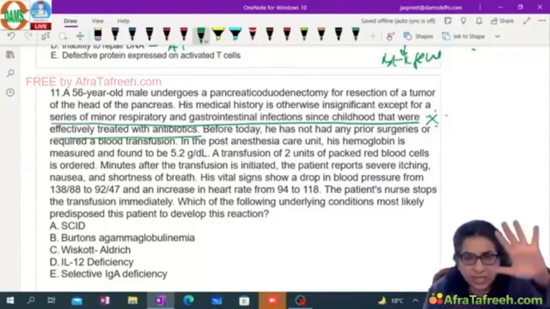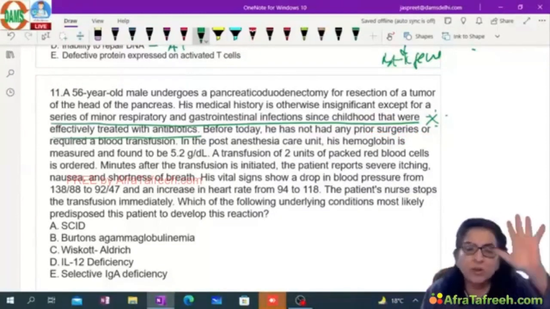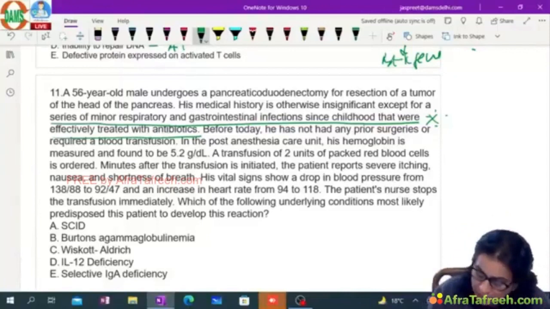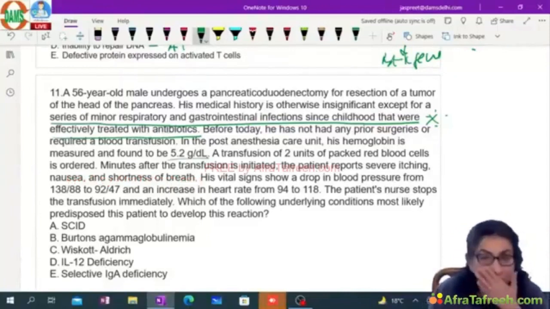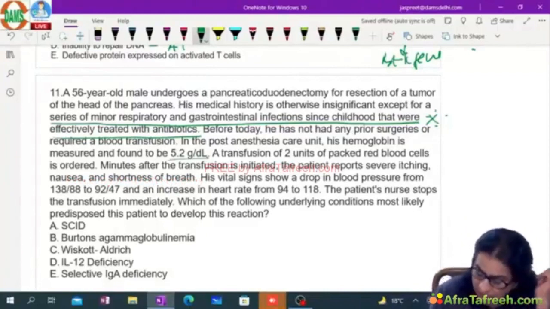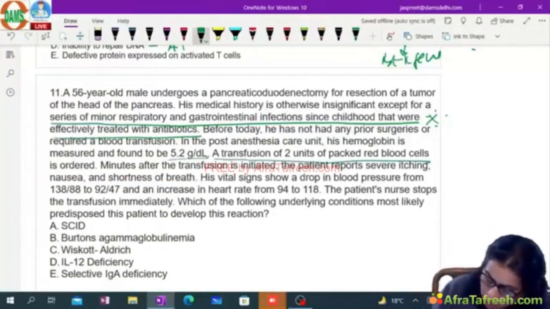He has not had any prior surgery or required a blood transfusion. So before today, he has never had any surgery in the past. He's never had a blood transfusion in the past. In the post-anesthesia care unit, his hemoglobin is 5.2. So his hemoglobin is very low. He has severe anemia. So a transfusion of 2 units of packed cells is ordered.